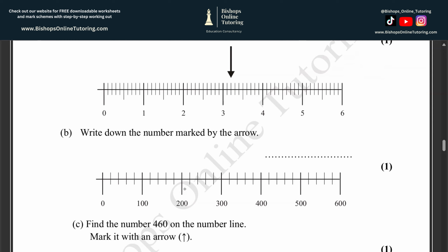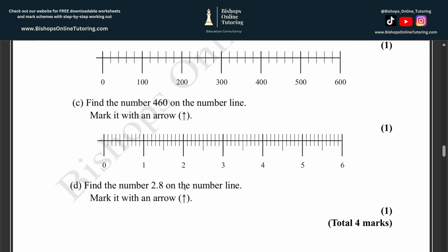Write down the number marked by the arrow. Okay, we've got 3, we've got 4, we've got the midpoint, which must be 3.5. Let's count up from 3 and see where the arrow is pointing to. So 3, 3.1, 3.2. Find the number 460 on the number line, mark it with an arrow. So we've got 400 here, 500 here.